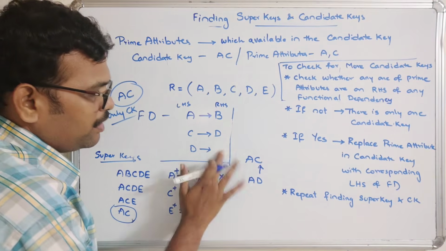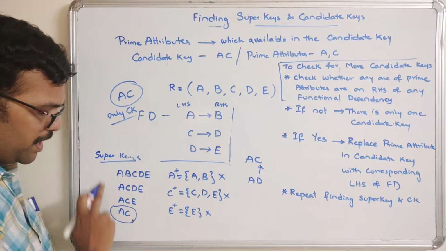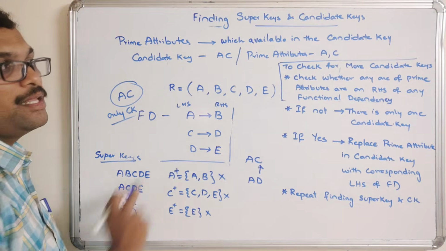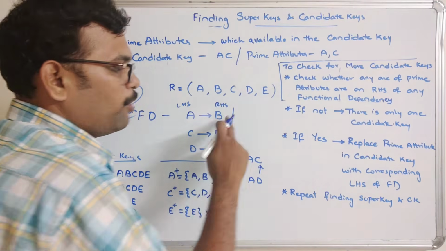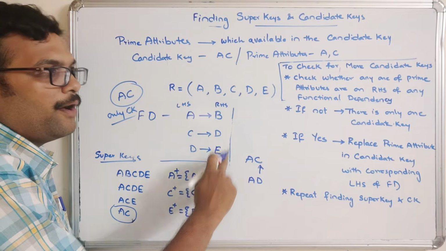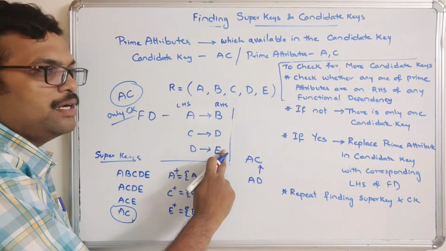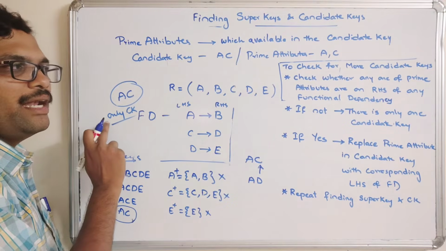So in our example, the super keys are these. The candidate key is AC. The prime attributes are A and C. So we have to check whether A and C are available on the RHS of any functional dependency, but there is no A or C available in the RHS. So obviously we can say that AC is the only candidate key.